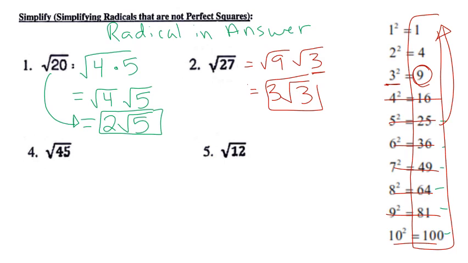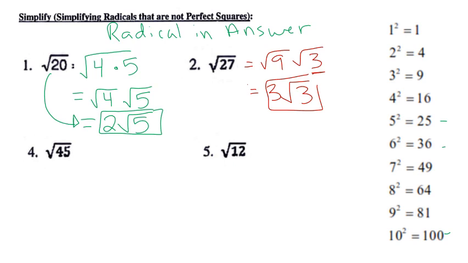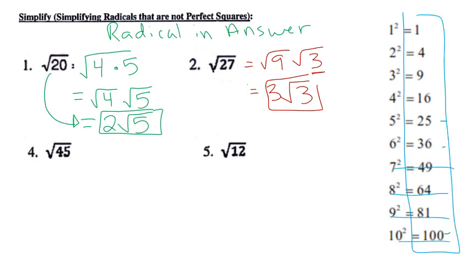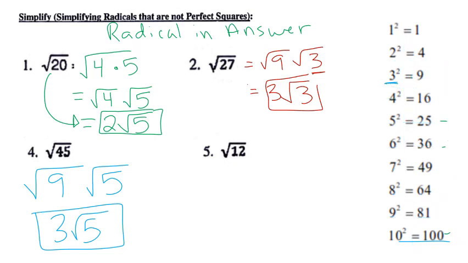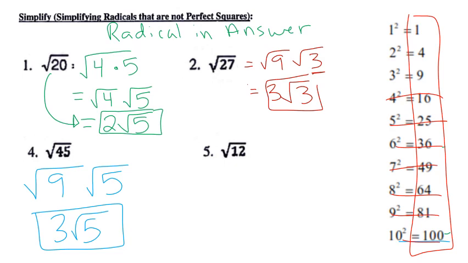For the square root of 45, same idea. So 45, again, I'm looking at this list right here. These are all too big. 45 is not divisible by 36, 25, 16, but it is divisible by 9. So 45 is 9 times 5. And then the square root of 9 is going to be 3. So 3 radical 5. And then finally for the last one, same thing, square root of 12. So I'm going to look at this list. These are all too big. 12 is not divisible by 9, but it is divisible by 4. So we're going to have 4 times 3, or 2 radical 3.